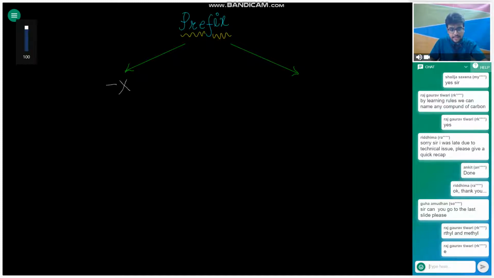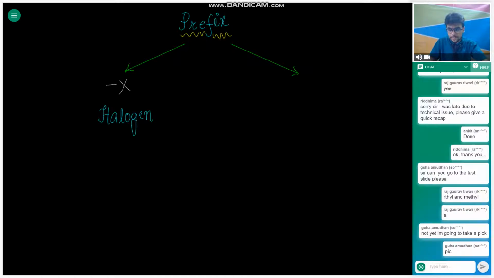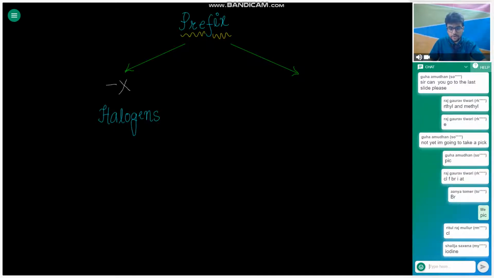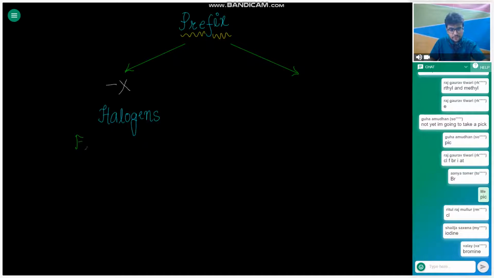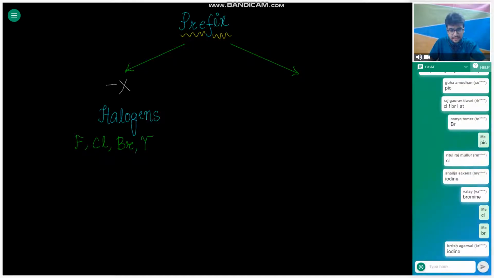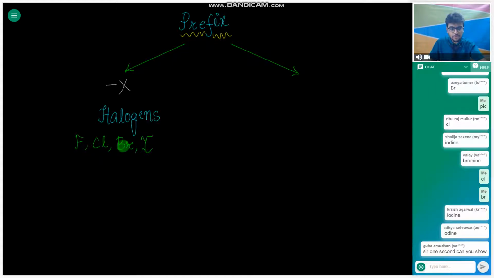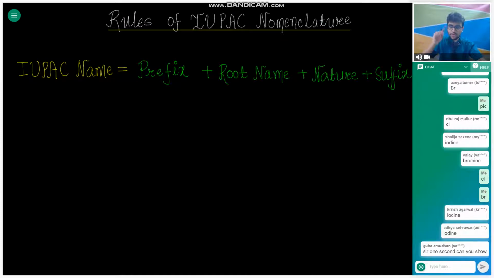Now, who can tell me what all halogens do you know? Can anybody comment? What are the following halogens? Very good. So we have got fluorine, chlorine, bromine, iodine. We also have astatine after that, but we'll not be writing that. So we have got fluorine, chlorine, bromine, iodine.